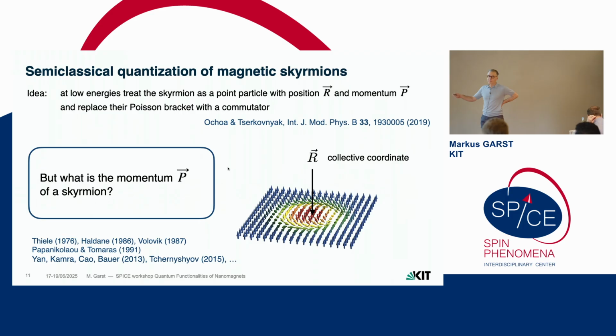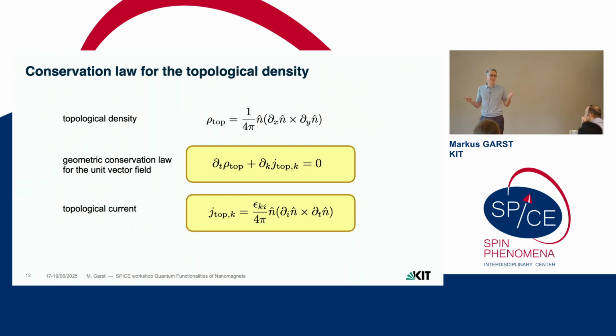What is the momentum of a skyrmion, and more generally of magnetism? Before doing that, however, I have to introduce, since momentum is a kind of kinematic object, a geometric conservation law that is associated with the topological density. I promise the topological density is not just a mathematical curiosity, but has some impact on the dynamics.